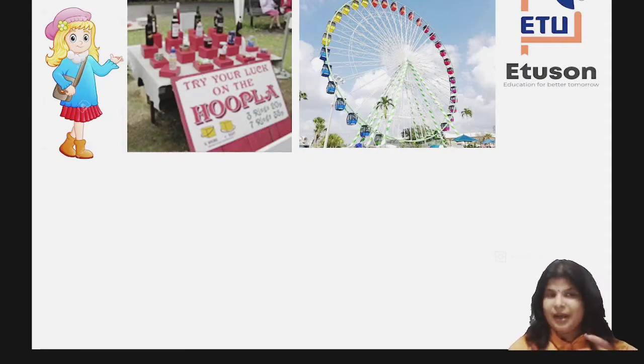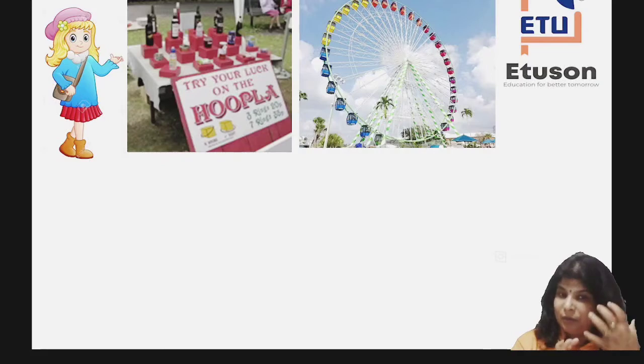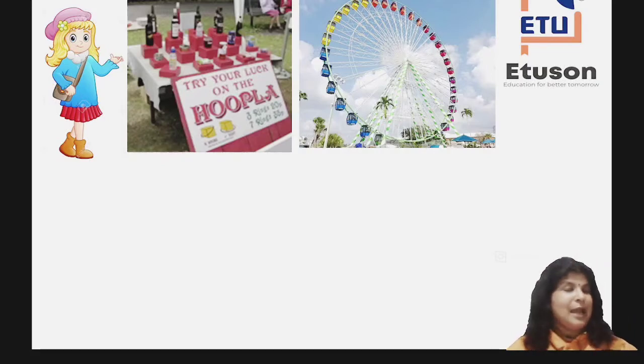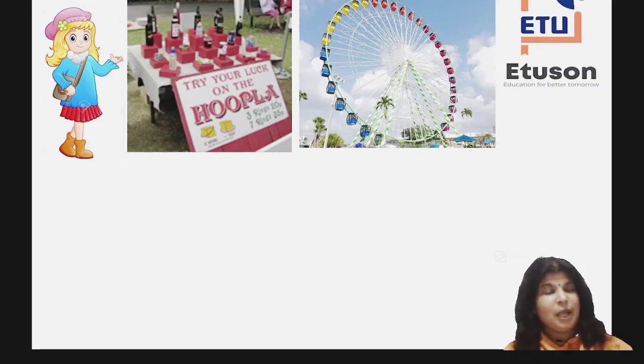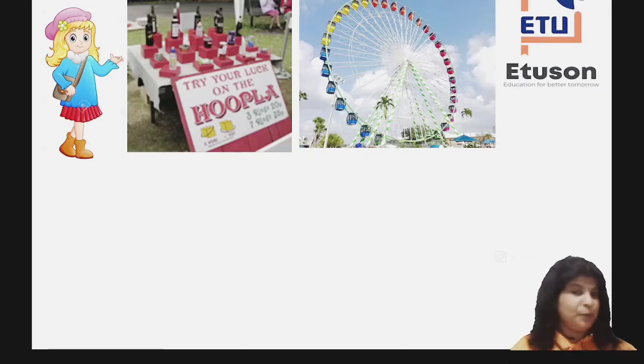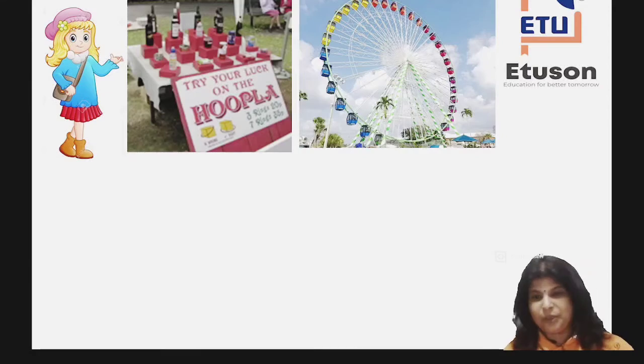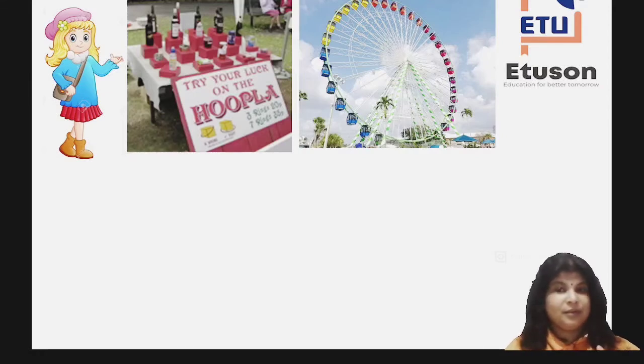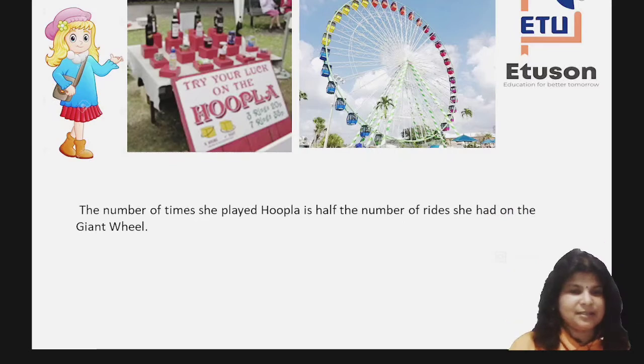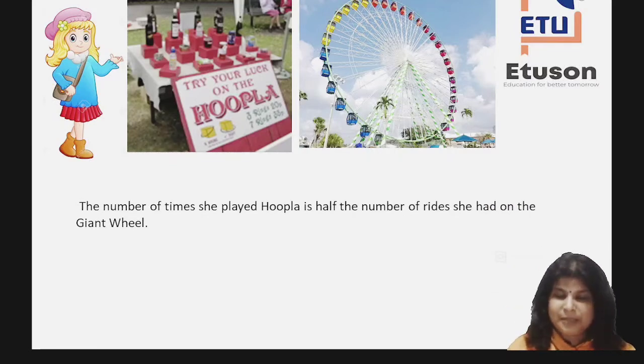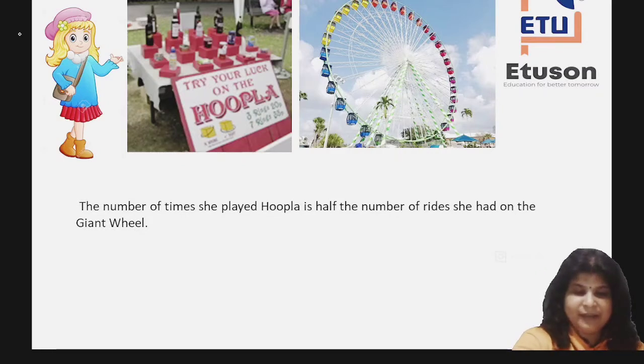Now, Akhila has some money. She has taken some money and she wants to spend it in the fair. So she will be spending her money by playing the hoopla game and going for the ride. Now the problem is you have to find out how many times she is going to play the hoopla game and how many times she is going to have the giant wheel ride. So there is a constraint. What is that constraint? The number of times she played hoopla is half the number of rides she had on the giant wheel, if you remember.